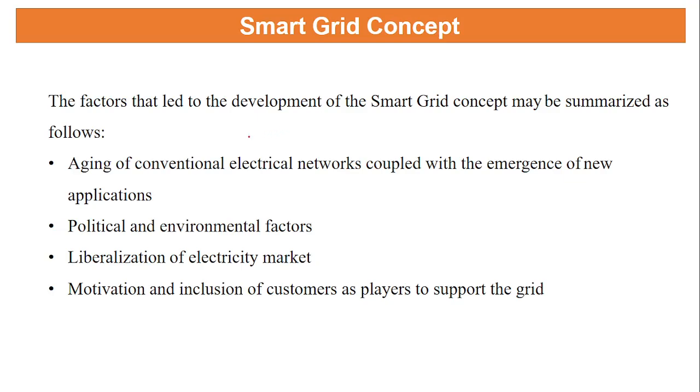So what is the smart grid concept? The aging of the conventional network, coupled with a few emerging technological applications. It means that we are going to integrate sensors and smart meters in all places to collect the information, and we are able to monitor the information. Again, what are the things it will affect? It relates to political and environmental factors. One is the environmental factor. We know that the environment has to support those kinds of electronic components. The next one is the political factors. And the third one is the liberalization of the electrical market.